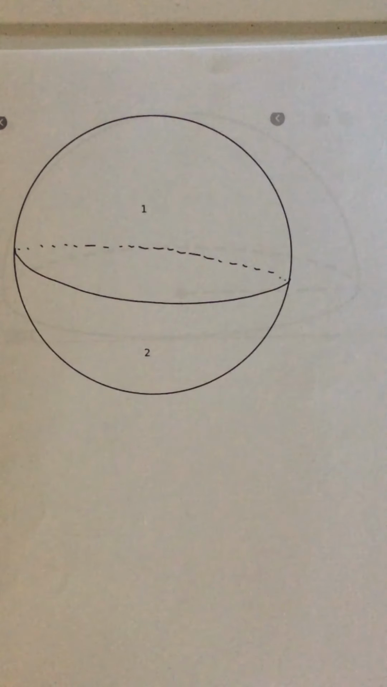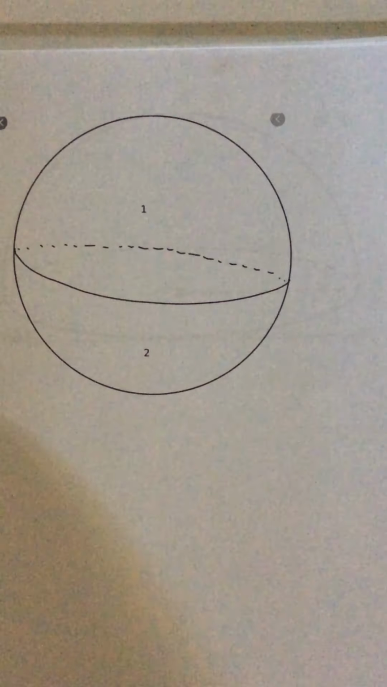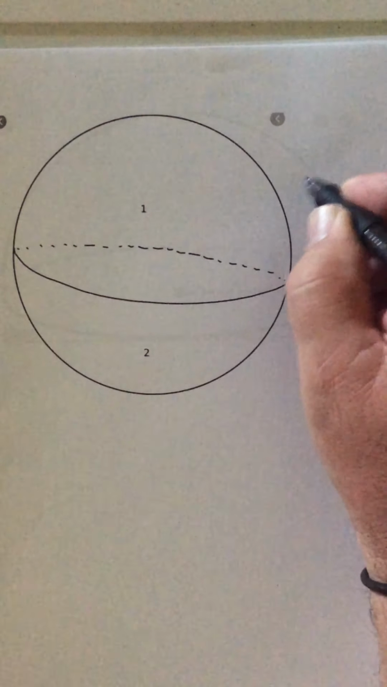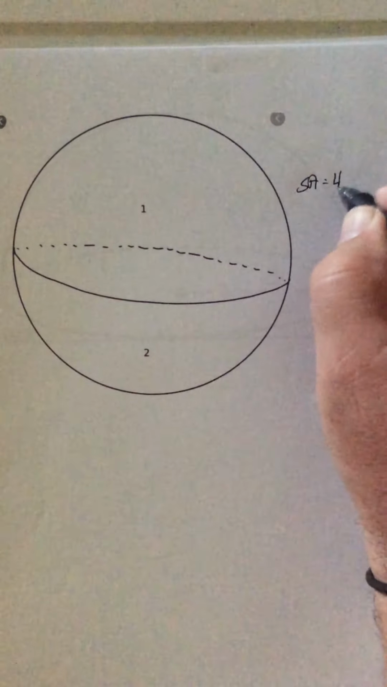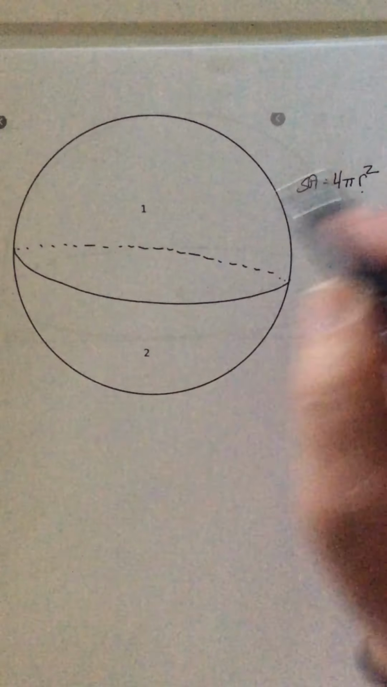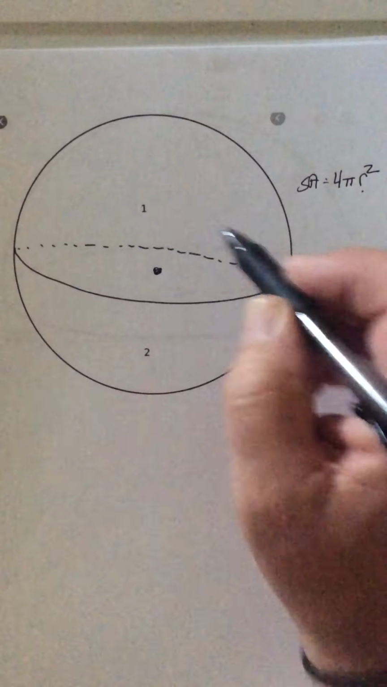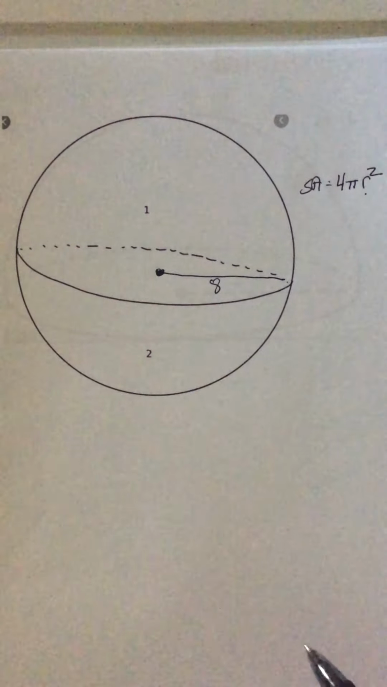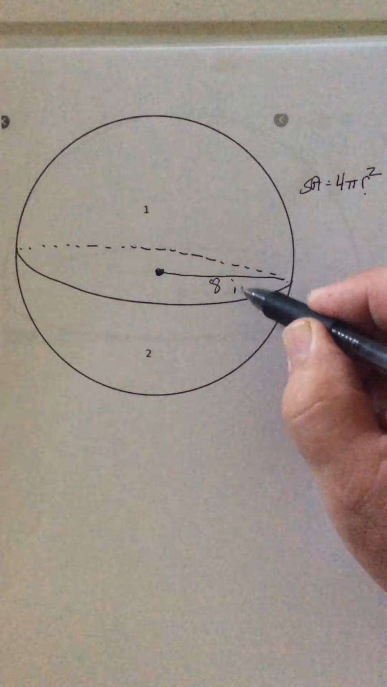First example, a sphere. And remember our formulas. For my surface area, it was 4 pi r squared. So I only need a radius. Let's say we have a radius of 8, and we'll just make it 8 inches.